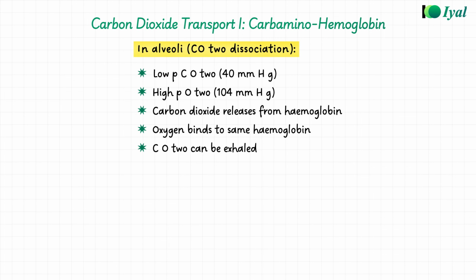But when blood reaches the lungs, carbon dioxide conditions change. Carbon dioxide pressure is now low at 40. Oxygen pressure is very high, 104. These conditions cause carbon dioxide to dissociate from hemoglobin. The carbon dioxide leaves and oxygen takes its place. This is dissociation. The released carbon dioxide diffuses into the alveoli where it can be breathed out. Beautiful cycle: in tissues, carbon dioxide loads; in lungs, it unloads.